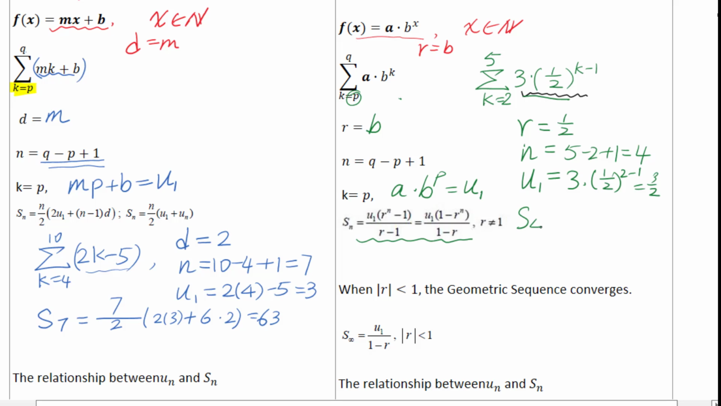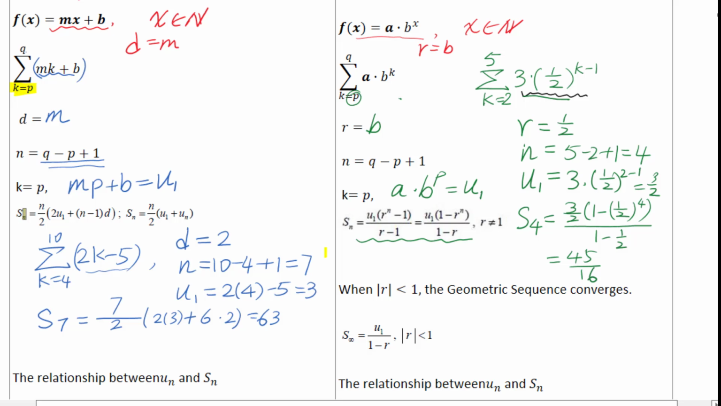S sub 4 equals U sub 1 times (1 minus 1/2 to the 4th power) over (1 minus 1/2), which is 3/2 times that. The answer will be 45 over 16.